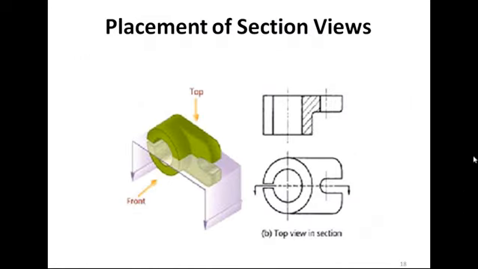Then one more example, placement of section view. When you take the cutting plane at this level, we remove this top part, and then it looks like this. We have done hatching at this level, and this is a hollow part. At this level it is not touched, so that's why we have not kept it here.